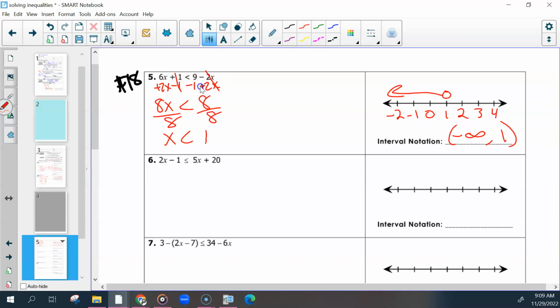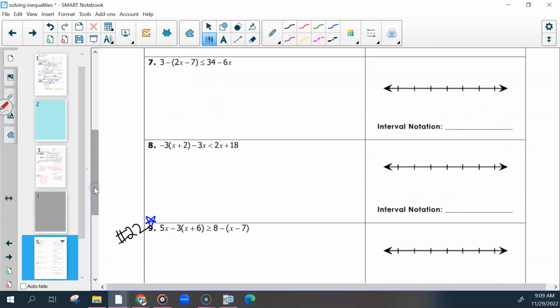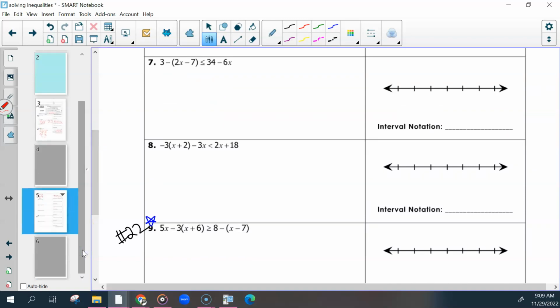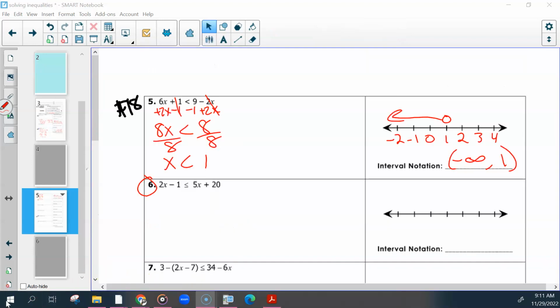Jackie, number 8. This one? On the very back. I don't think I have that up here. Hold on. I don't know if that's the right one either. Might be. And then do 6.